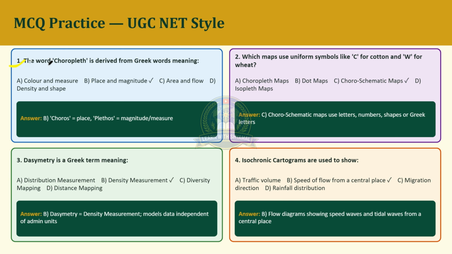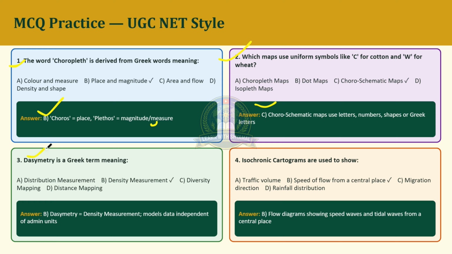Question 1: the word choropleth is derived from Greek words meaning? Correct answer is option B. Choros is equal to place, plethos is equal to magnitude or measure. Question number 2: which maps use symbols like C for cotton and W for wheat? Correct answer is option C. Chorochromatic maps use letters, numbers, shapes or Greek letters.